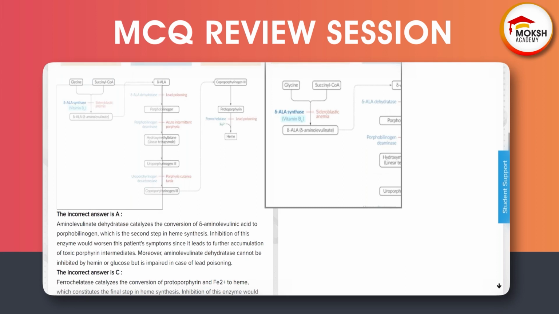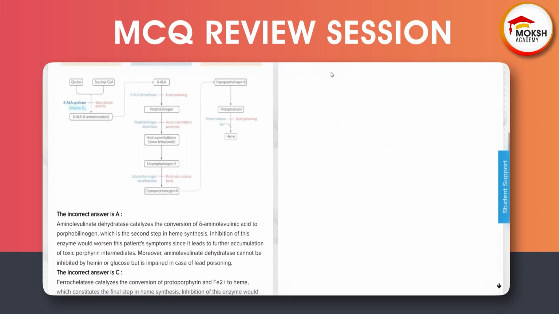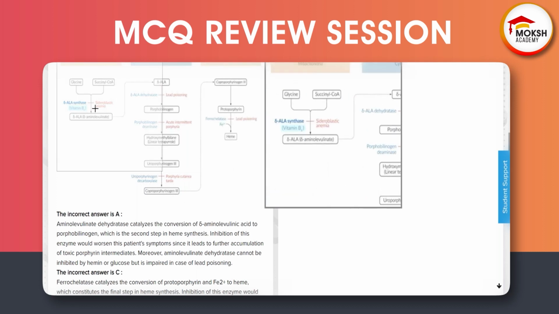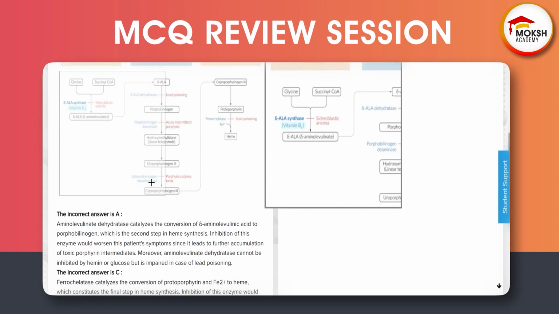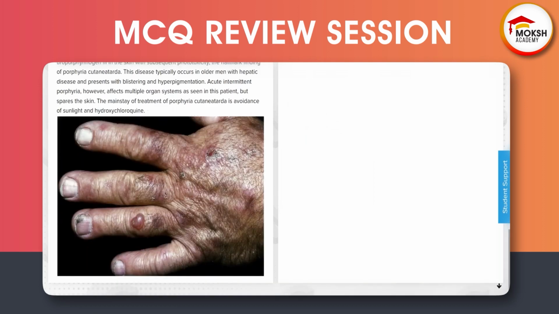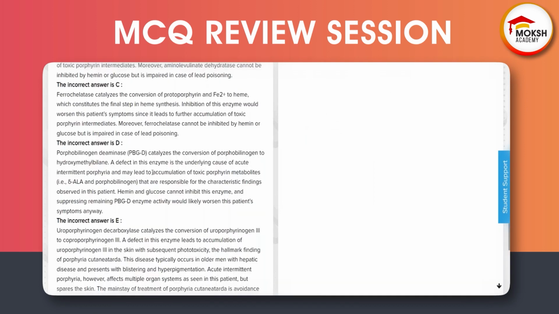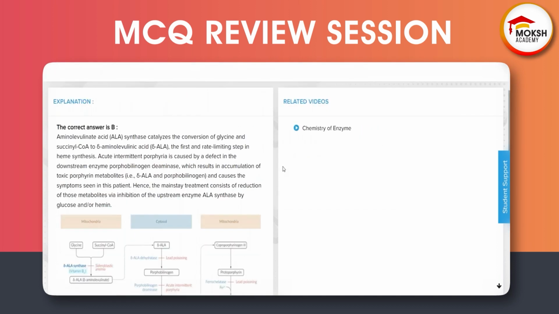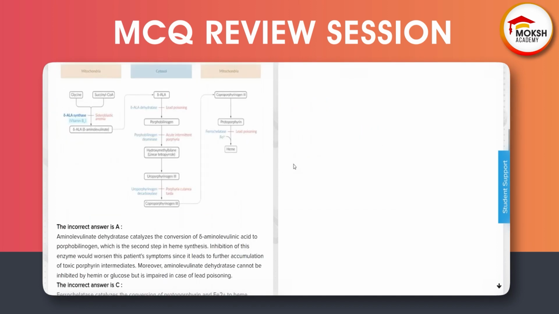And you need B6. You need to know the steps in heme synthesis where you need B6. Here is a step where you need B6. So I think it is clear. You can see here porphyria cutanea tarda. I think we have been through that.